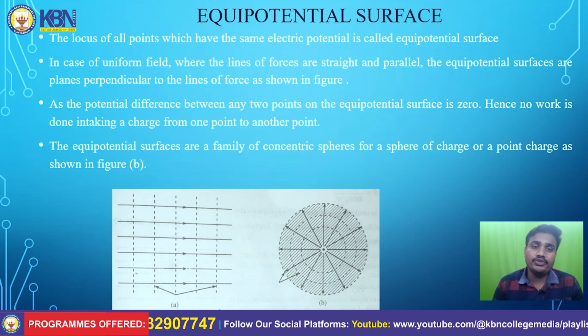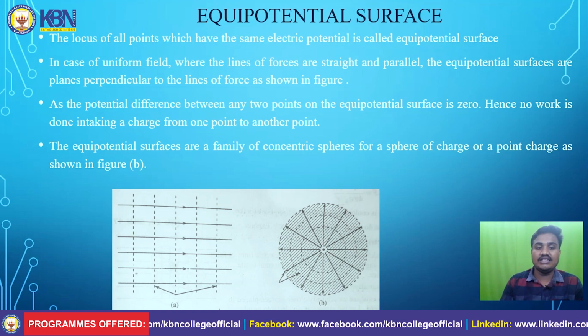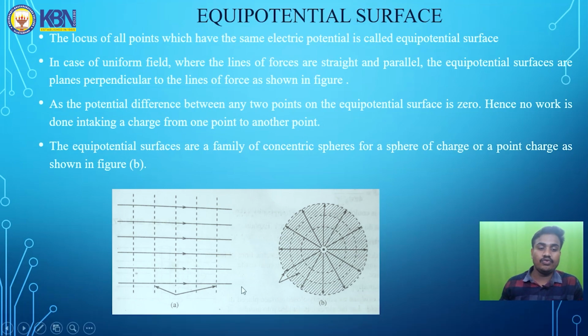In case of a uniform field where the lines of force are straight and parallel, the equipotential surfaces are planes perpendicular to the lines of force, as you can see in this diagram. They are perpendicular to the lines of force. You can see in this diagram here, the lines of force are straight and parallel. The equipotential surfaces are planes perpendicular to the lines of force.